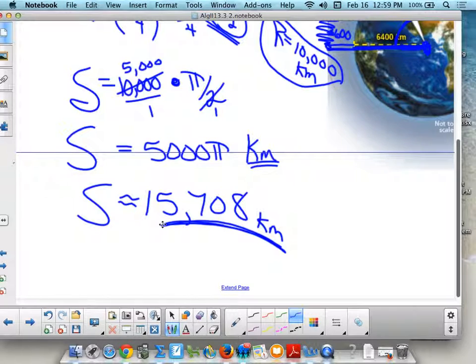This problem will show up on a quiz. This problem will show up on the test. This problem might even show up on a homework quiz. You've got to get a feel for it. Go to your book right now and try it.